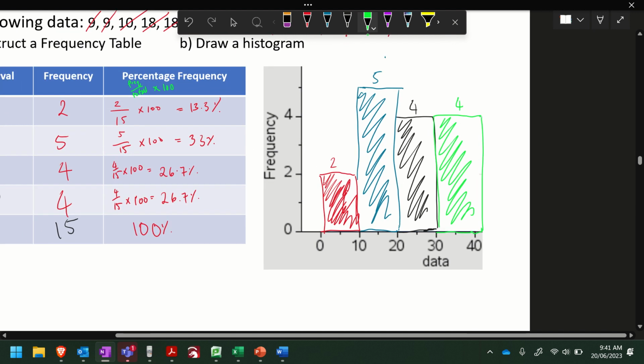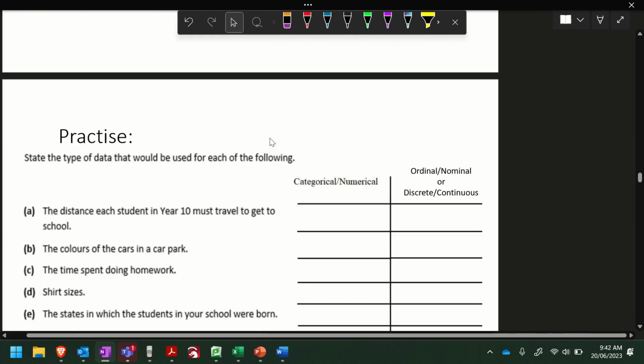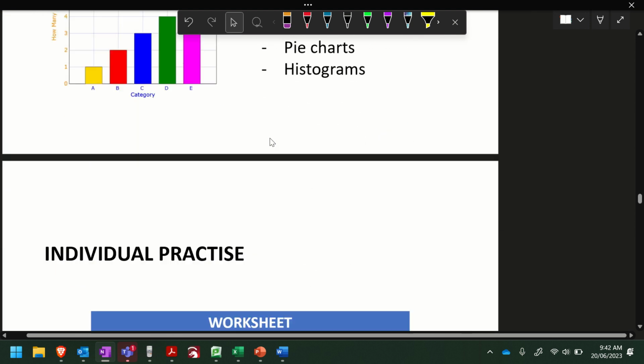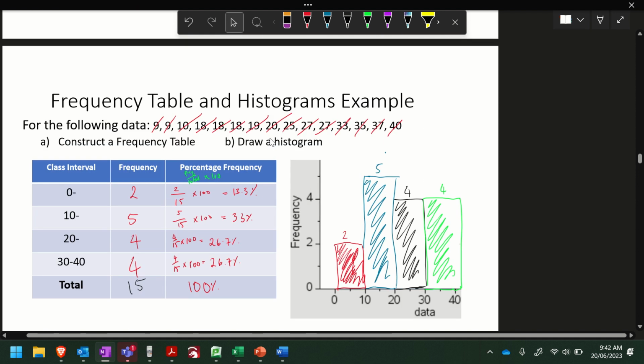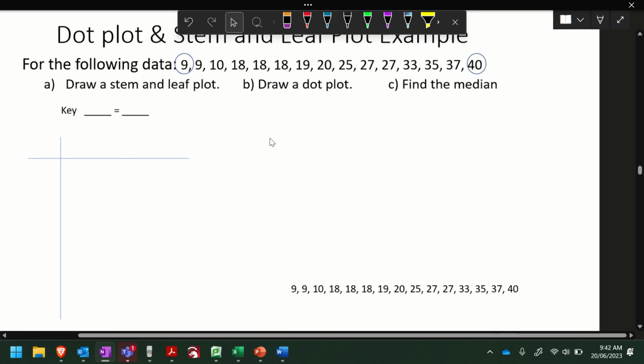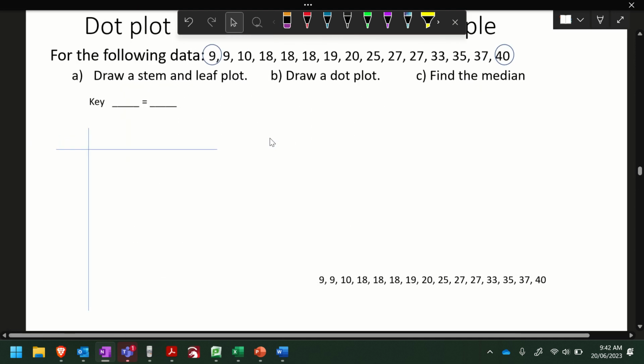All right, any questions about this one? I think we're up to the last one, and then I'm going to let you guys start working. Oh, a few more, sorry. Nearly there, nearly there. A couple more. All right, let's do a stem and leaf plot now. So again, stem and leaf plot, numerical data.